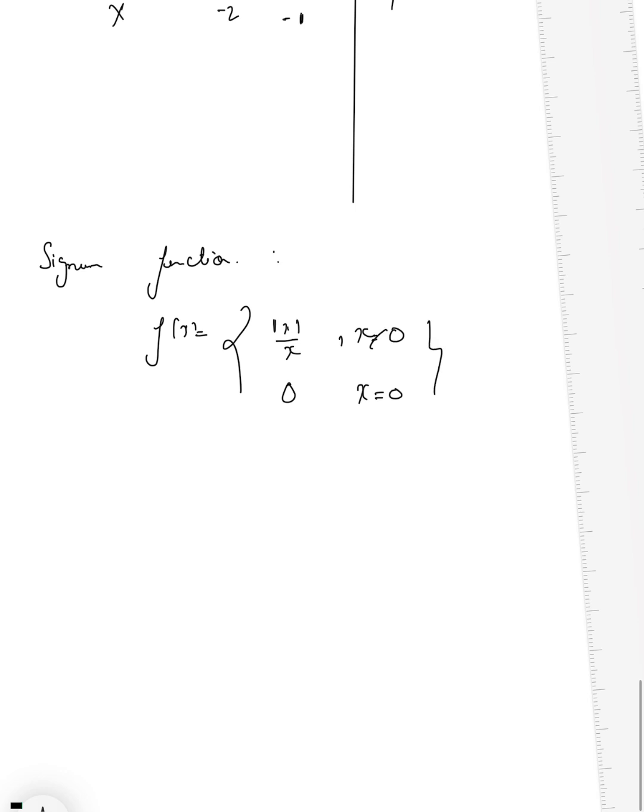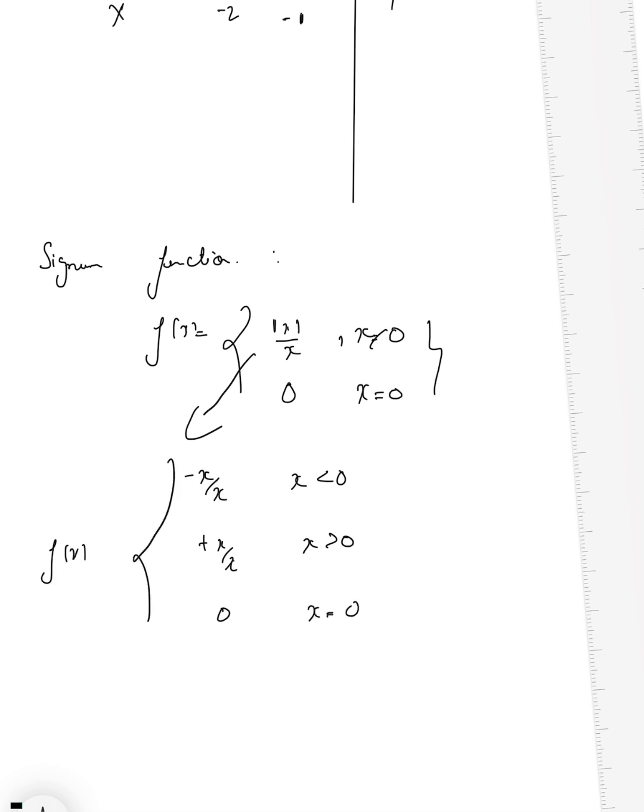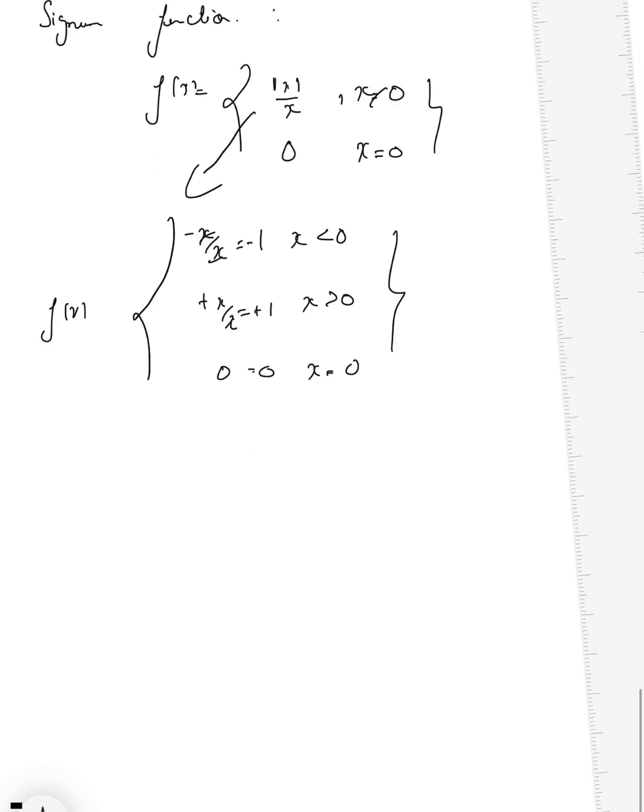So here we can break this down too. We know that if we put x negative, we get -x/x for x less than 0, and +x/x if x is greater than 0, and 0 at x = 0. So it is your signum function. Cancelling out, it is equal to -1, equal to +1, equal to 0. So now plotting the graph of this.